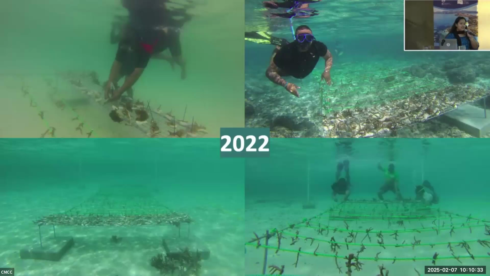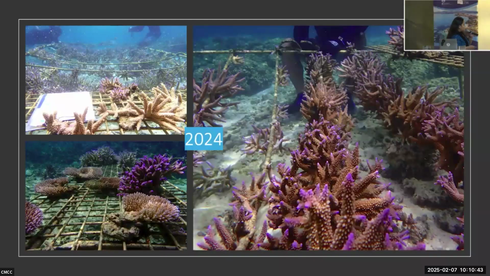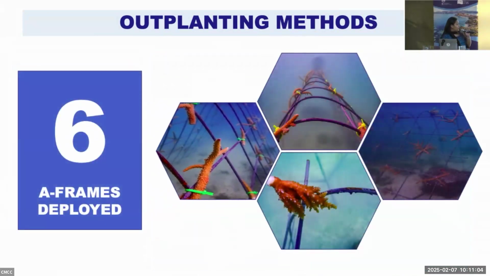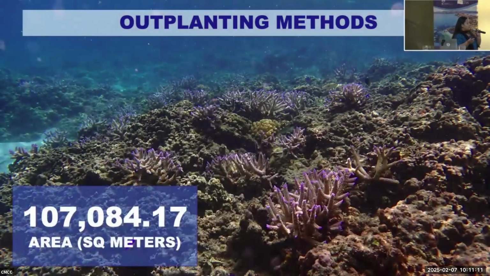This is how it looked in the year 2002, our coral nursery fragments, and this is how it's going. As you can see, some of the corals are trimmed to be outplanted onto our reef stars. With the projects that come in, we managed to outplant these coral nurseries onto reef stars and A-frames. These are what we can afford with the budget and projects, and we also use a cementing method whereby we cement these coral fragments onto our degraded reefs.